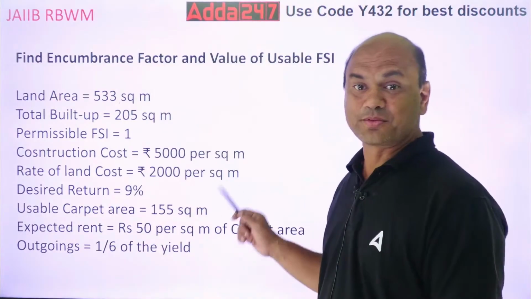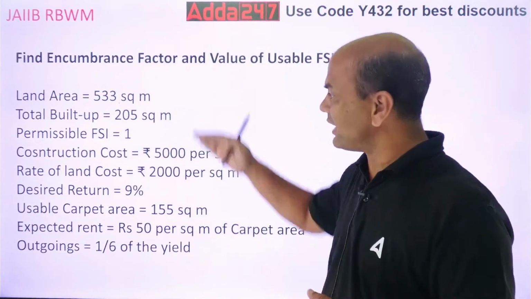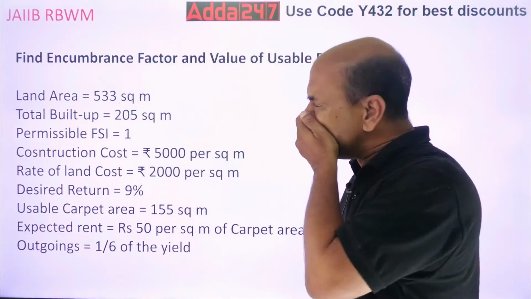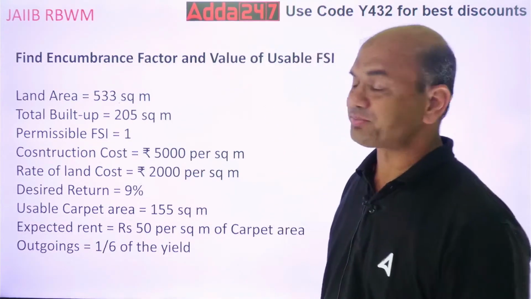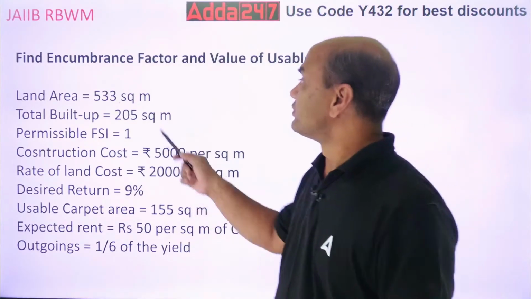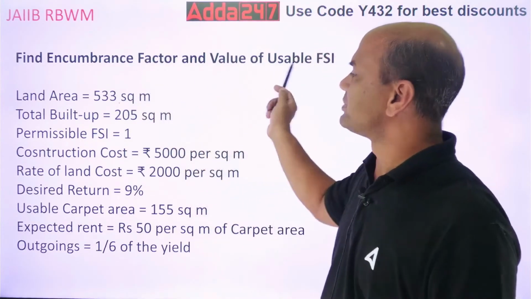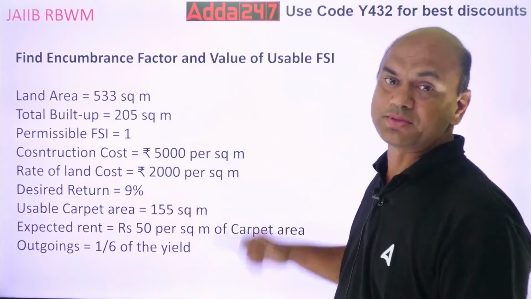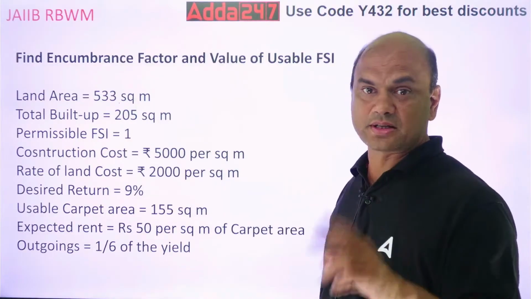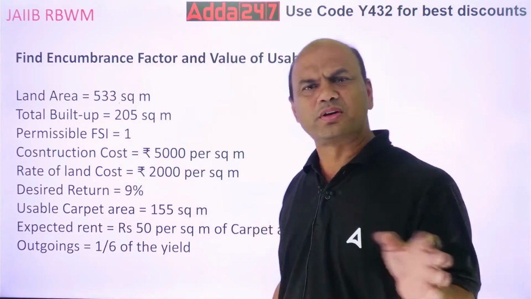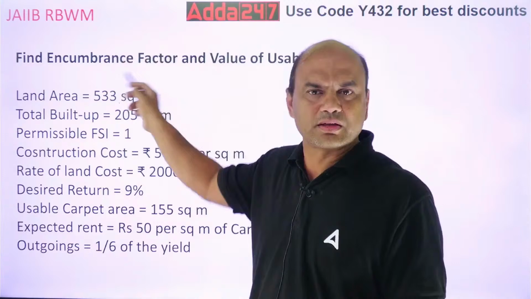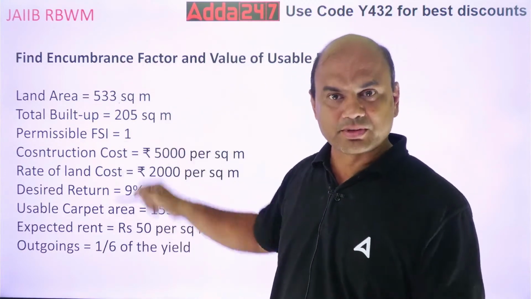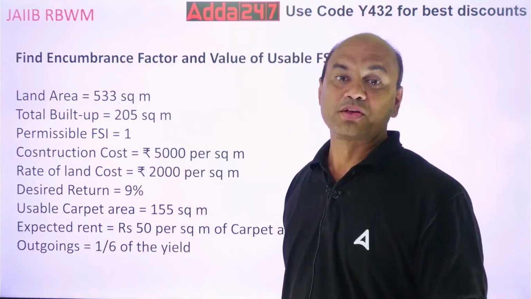This case study comes for 5 marks. They divide this in some parts and then they solve it. So find the encumbrance factor and the value of the usable FSI. Two points are asked. In exam, they can distribute it. They can ask you only the encumbrance factor, only the usable FSI, or something in between. So follow this completely.